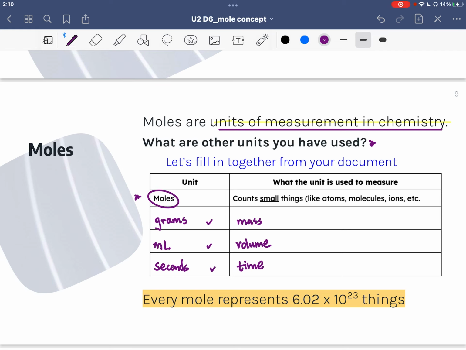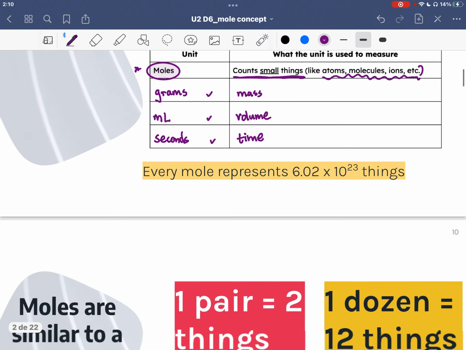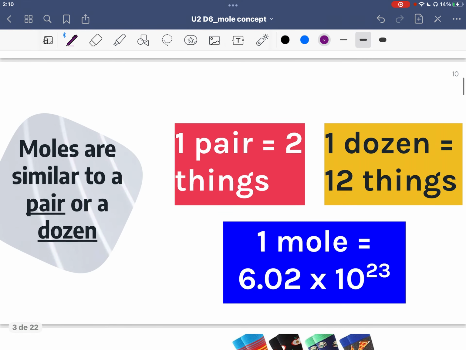Moles is not one that we can so easily measure with a tool in the lab, but it's really, really helpful for counting small things. And when I say small, I mean like submicroscopic atoms, molecules, ions, that kind of small. All right, so moles are kind of similar to either a pair or a dozen.